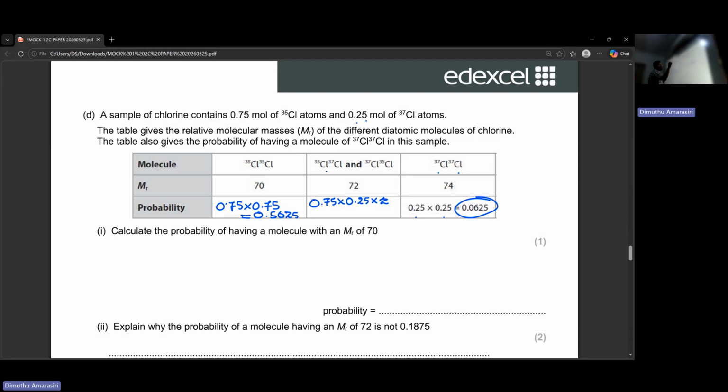I say okay, then they can know. I wrote 0.75 times 0.25 plus 0.75 times 0.25. Right. Same thing.